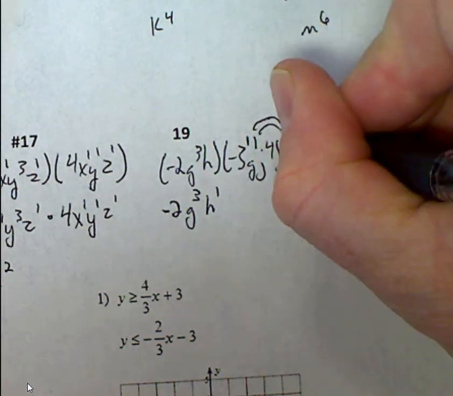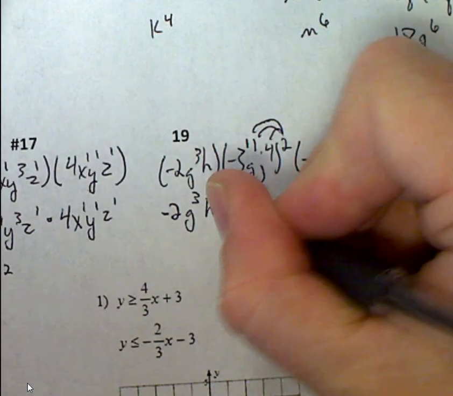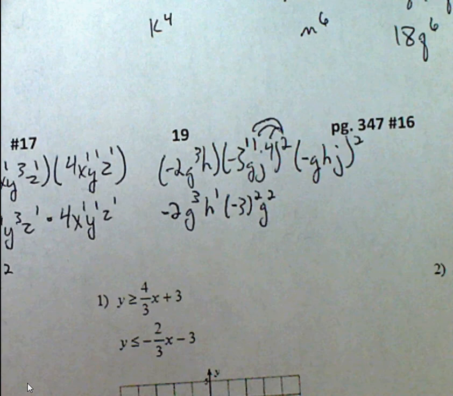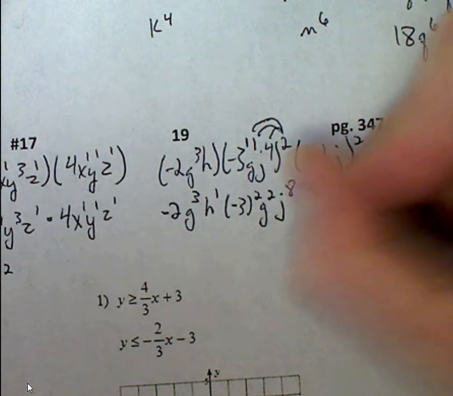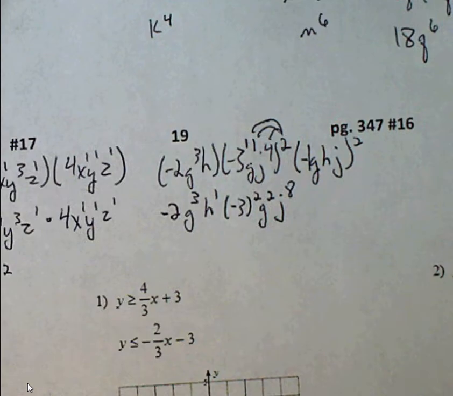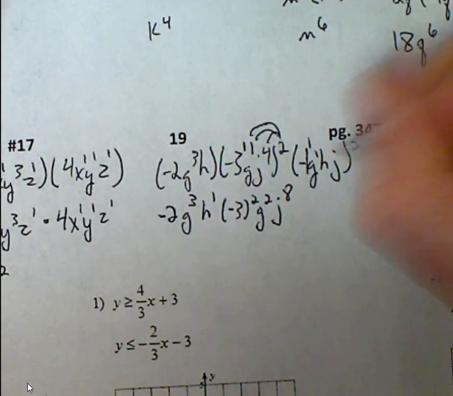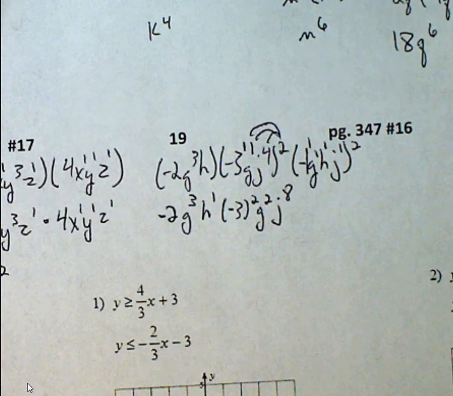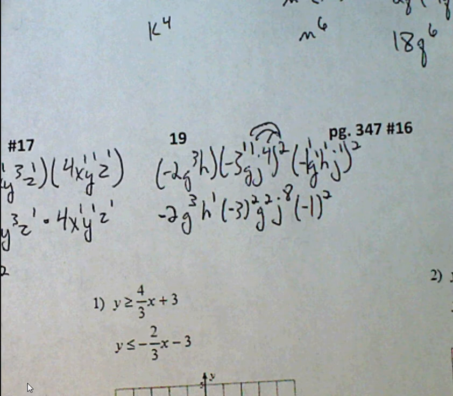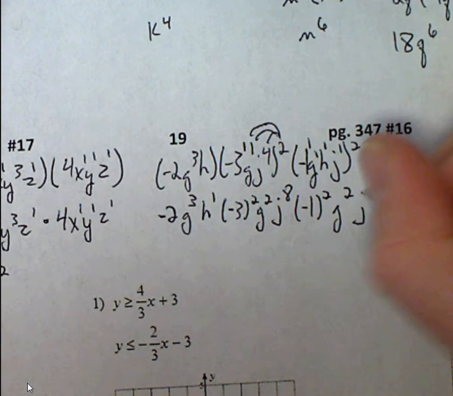So I'm going to go ahead and distribute, and I'm going to multiply. So this would be parenthesis negative 3 squared, g squared, j to the 8. This is really negative 1. So this is negative 1 to the first, g to the first, h to the first, j to the first. So this is really negative 1 squared, g squared, j squared.